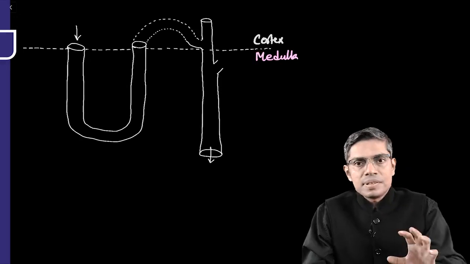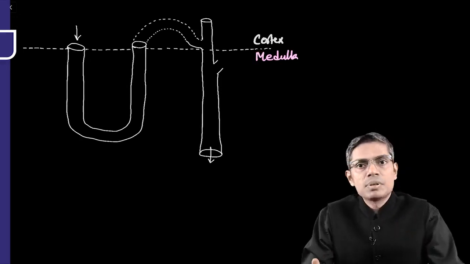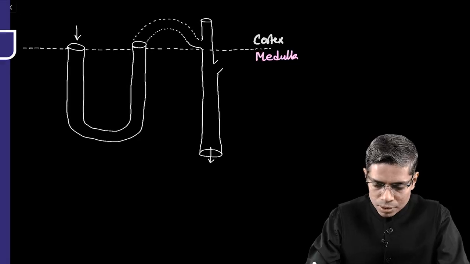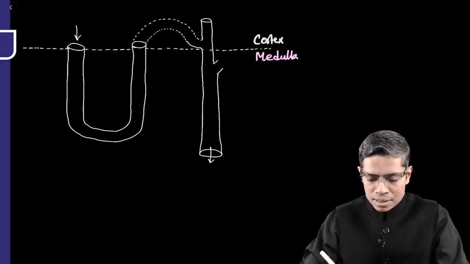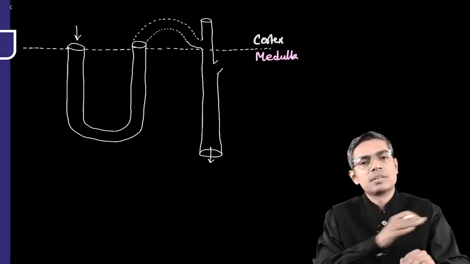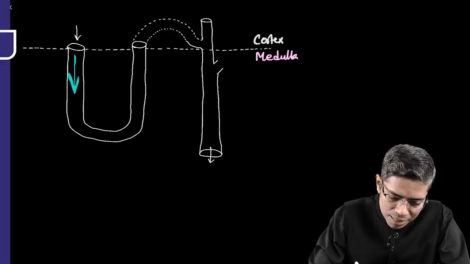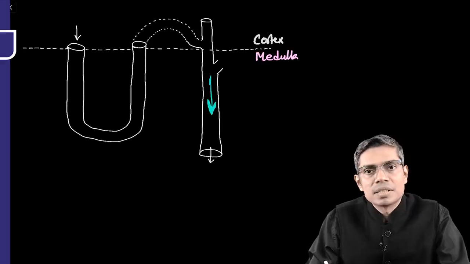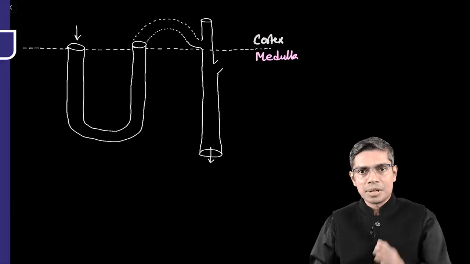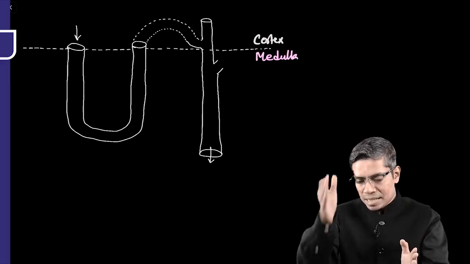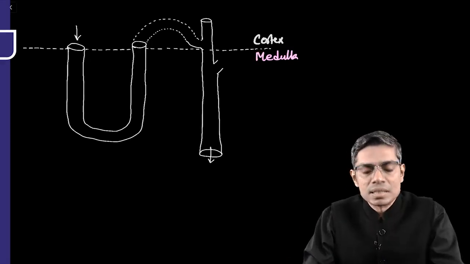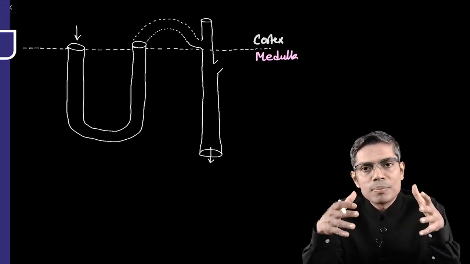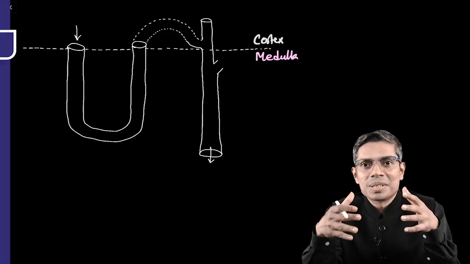So the first thing that you have to understand here is why this is a countercurrent system. There are parallel tubes. The two limbs of the loop of Henle are parallel to one another, and this medullary collecting duct is also parallel to the other ones. The flow of urine is in a downward direction here, the flow of urine is in an upward direction here, and the flow of urine is in a downward direction here. So all these three parallel tubes, the descending loop of Henle, the ascending loop of Henle, and the medullary collecting duct, are parallel to one another. They are very close to one another, and the flow of urine is opposite to one another. So that's why they are forming a very beautiful countercurrent system.